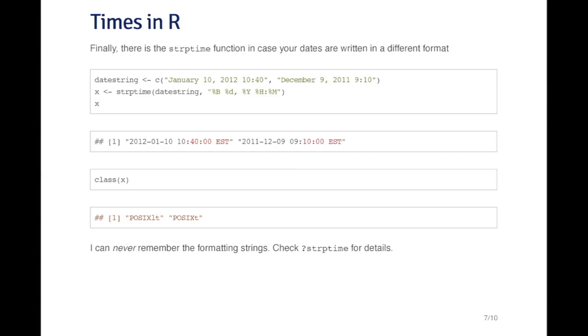When I look at the class of this object, you'll see it's in a POSIXlt format. So that's the kind of underlying list format here. Now I personally can never remember what those formatting strings are, the %b, %d, %y. I can never remember what those are, and so I always have to look at the help page for strptime to remember what those details are.